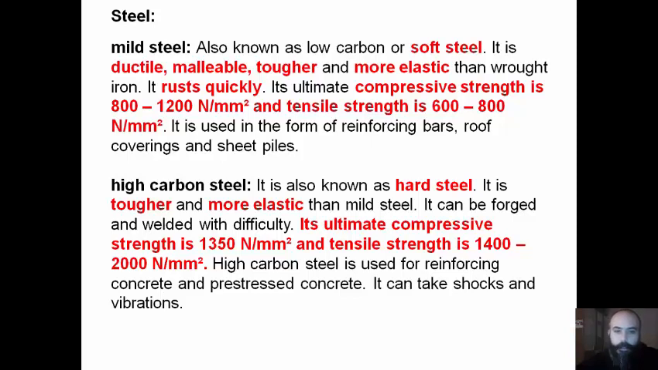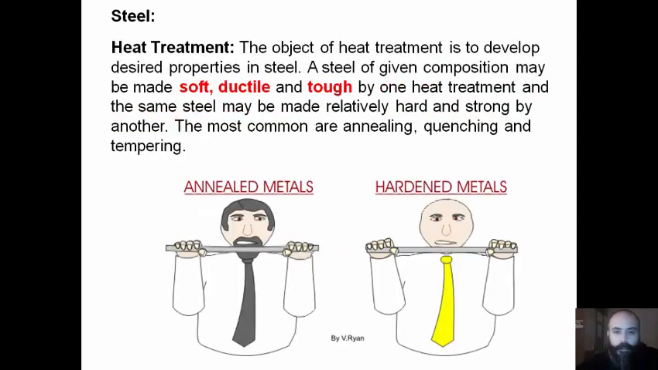High carbon steel, also known as hard steel, is tougher and more elastic than mild steel. It can be forged and welded with difficulty. Its ultimate compressive strength is 1,350 N/mm², and tensile strength is 1,400 to 2,000 N/mm². High carbon steel is used for reinforcing concrete and pre-stressed concrete. It can take shocks and vibrations.